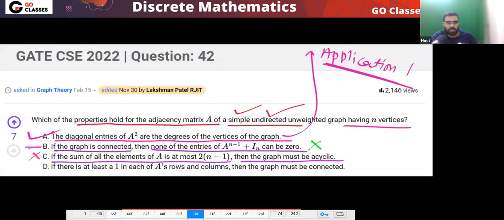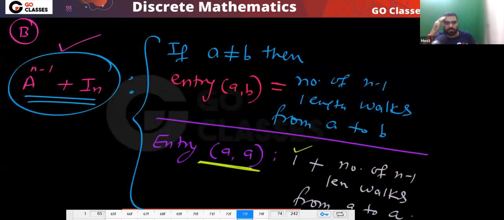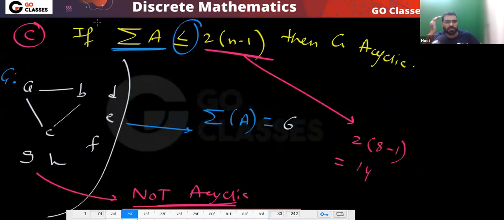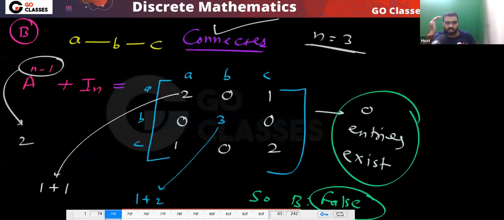In the GATE exam, when you see something like at most 2n minus 1, if you have this summation, you can easily make a counterexample. You can make this value very large and you can take a simple cycle. So this type of counterexample you can easily create. Okay. So this is like this.